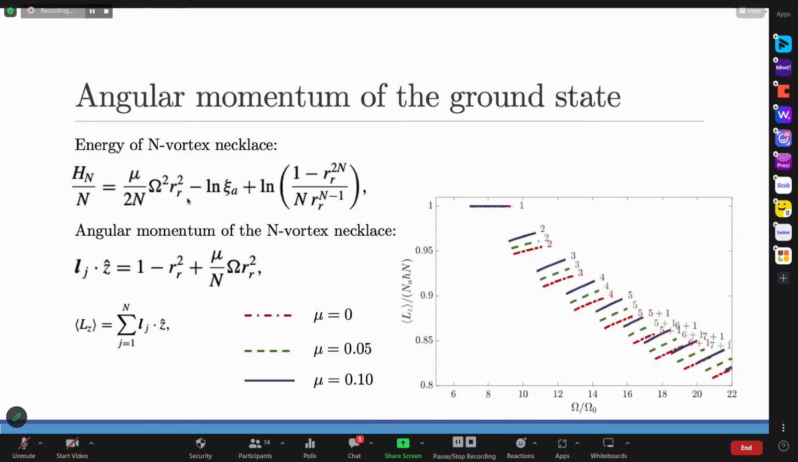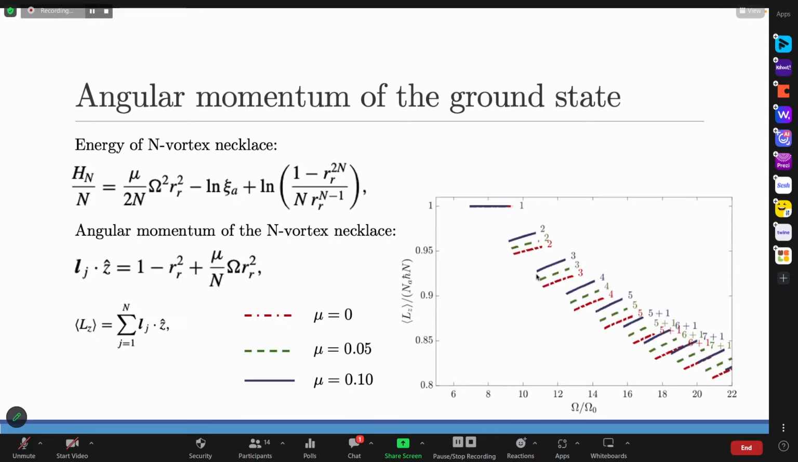And when you have these formulas, you can plot this very well-known plot. Here is the angular momentum of the lowest energy configuration as a function of omega. So you can see that there are sets of critical frequencies at which it gets energetically more convenient for the system to add one vortex. And we can see that the presence of mass alters this set of critical frequencies.